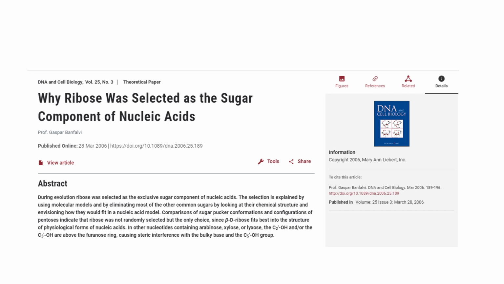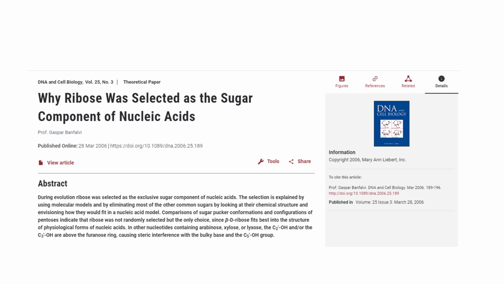And they looked at arabinose, xylose, lyxose, and so forth, and found that the hydroxyl groups in the C2 carbon or C3 carbon are above the so-called furanose ring and will cause steric interference with the C5 hydroxyl group. So basically, of the 8 possible enantiomers, only the one that works was chosen. And the question is, how is it that nature was able to make this choice so early on?